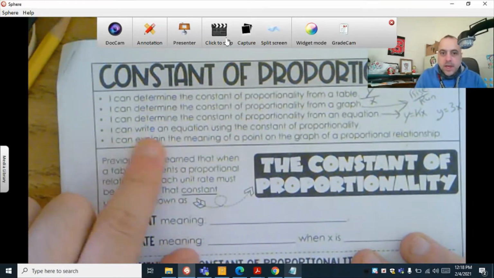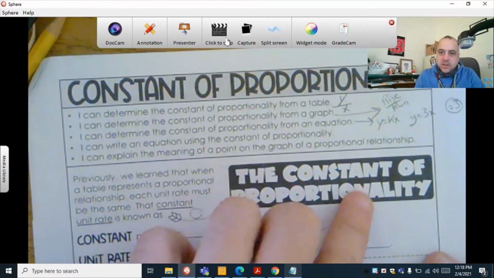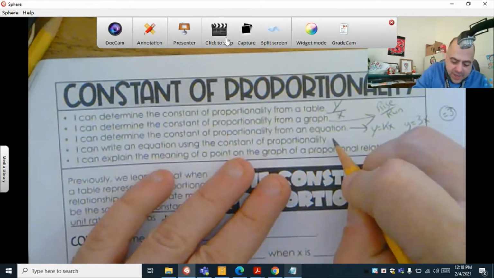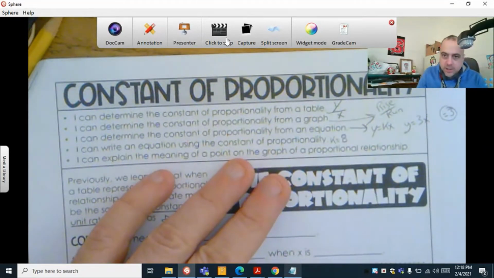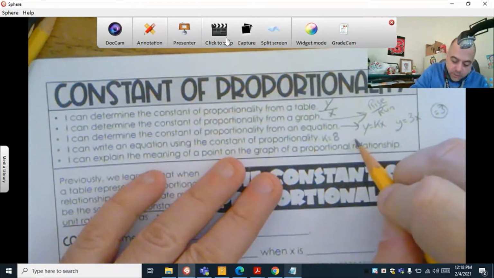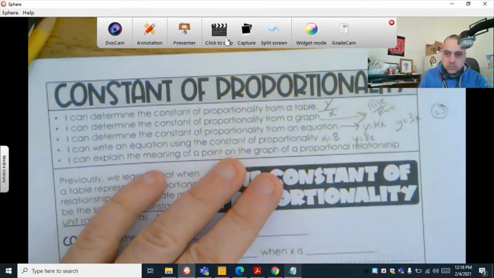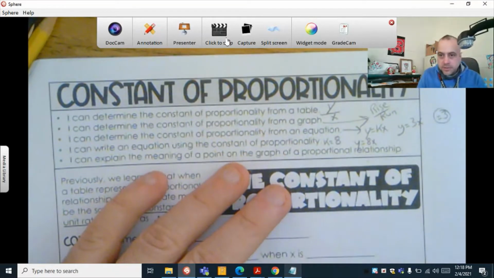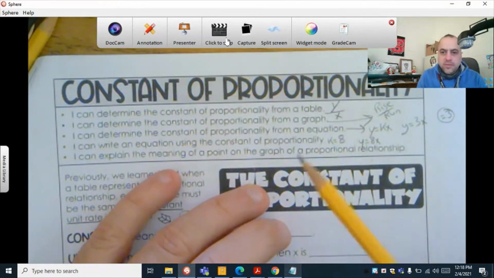I can write an equation using the constant of proportionality. Well, that's just, let's say k is the constant. Let's say k equals 8. Well, the equation would simply be y equals 8x. That's what you do for these problems. Rewind this a lot and re-listen to it if you're not sure.